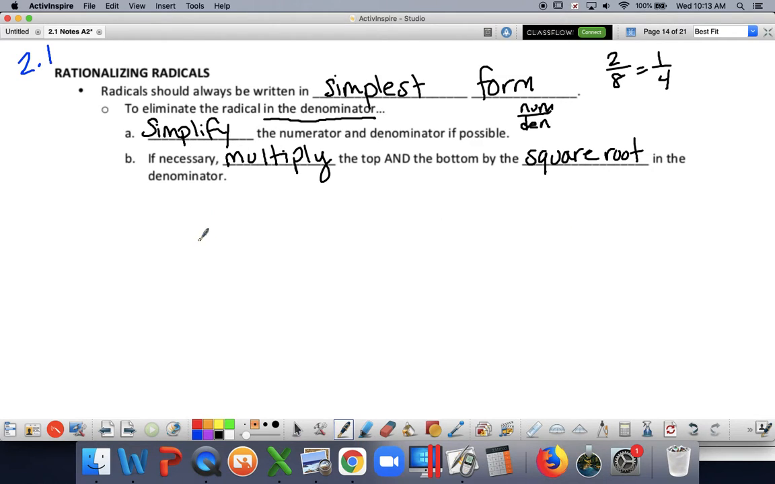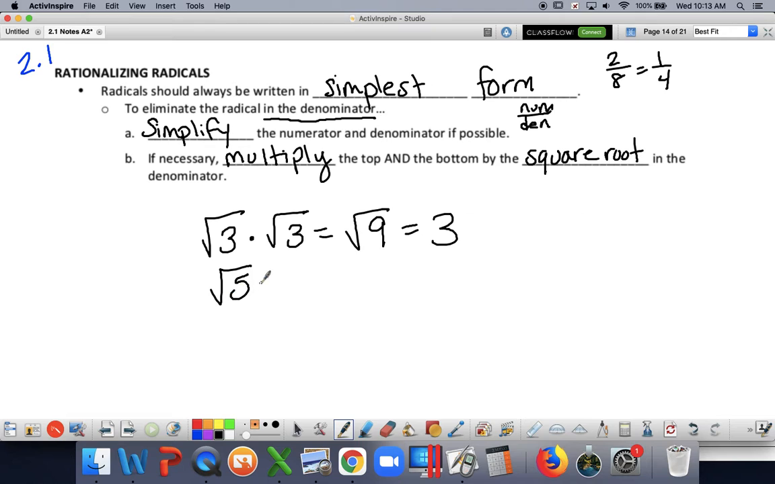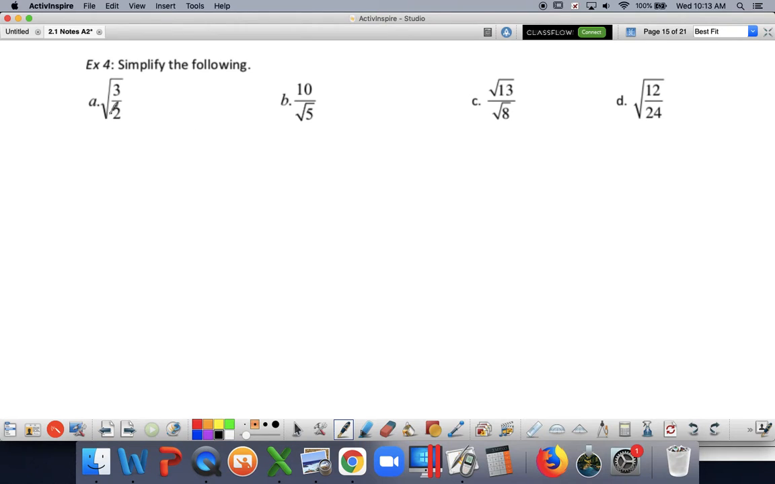Just as a reminder, say I have the square root of 3 times the square root of 3. Well, that's the square root of 9, which is just whole number 3. So from now on, you're going to see me take these types of shortcuts, where if I have the square root of something times itself, we're going to immediately simplify to the whole number without having to go through this intermediary step. So let's look at a couple of examples of how we simplify these.